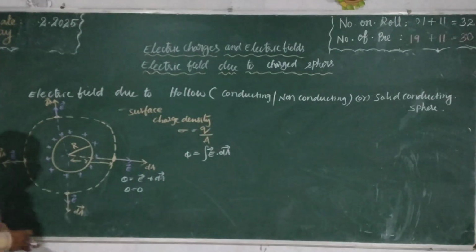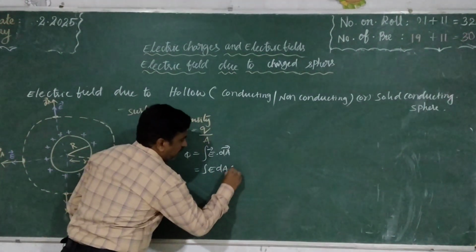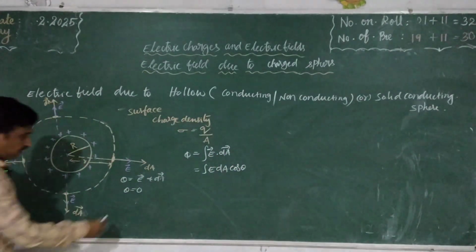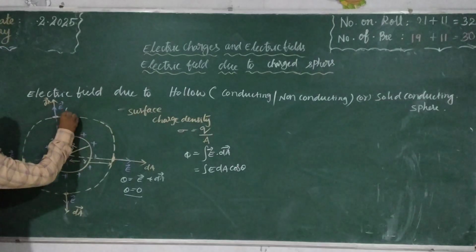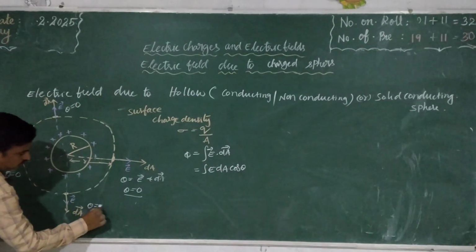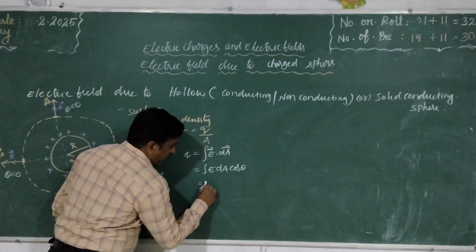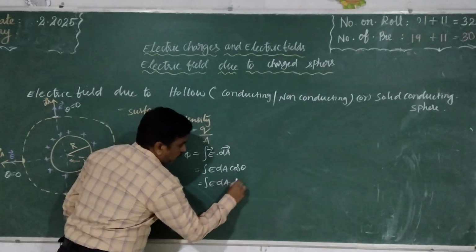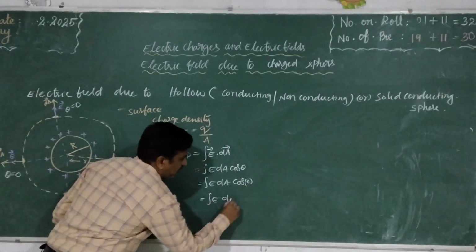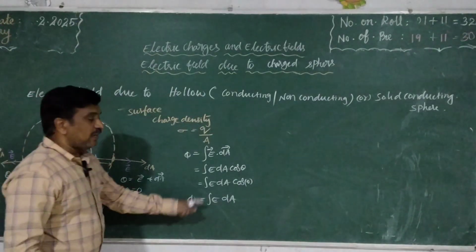See here, E dot dA, we can write as E dA cos theta, removing the dot product. What is the theta value here? 0. Here also theta equal to 0. Everywhere the theta value is the same. So we can write integral E dA cos 0. Cos 0 means 1. So integral E dA we can write. What is the flux through this Gaussian surface? Phi equal to integral E dA.